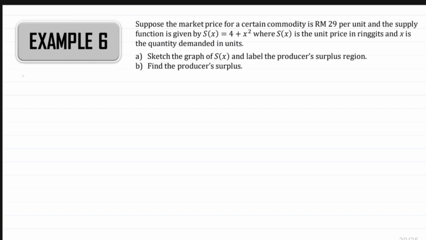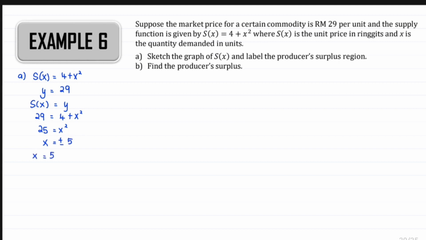We have the supply function S(x) equals 4 plus x squared. Okay, we have market price RM29, so this one y equals RM29. And to find x, we set S(x) equal to y. So 29 equals 4 plus x squared. We have 25 equals x squared, so x equals plus minus 5. Since x is a quantity, x equals 5 only.